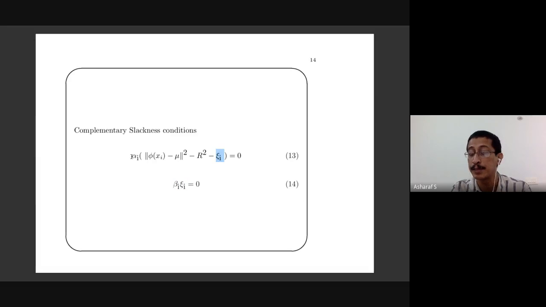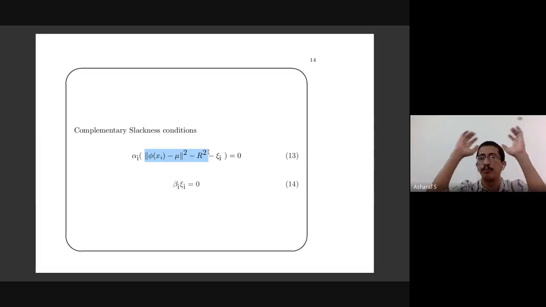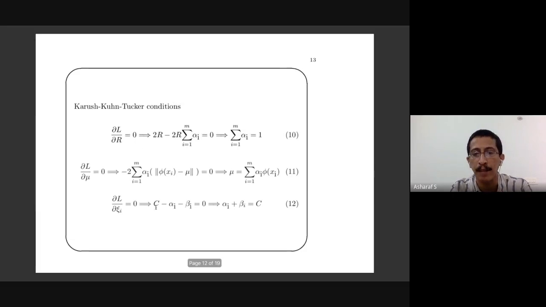We know that α_i is between 0 and C, which means that α_i is positive, so the other factor has to be 0. From the previous observation ζ_i is 0, which means that ‖φ(x_i) − μ‖² is equal to R². So the points for which α_i is between 0 and C will have ‖φ(x_i) − μ‖² equal to R². What does it mean? Those are the points which fall on the boundary. When α_i is equal to 0, what will happen? Then β_i will be 0.